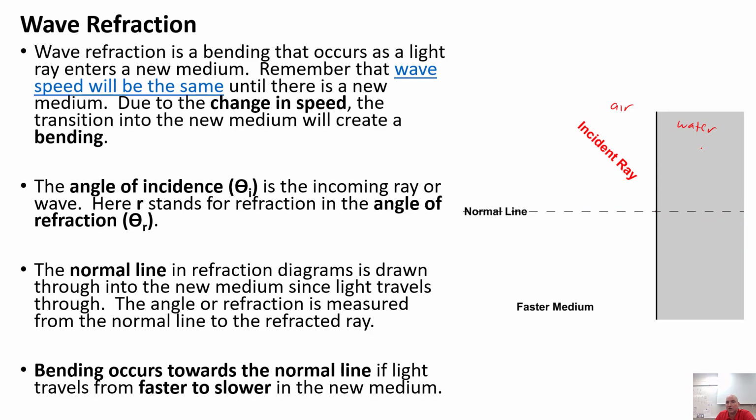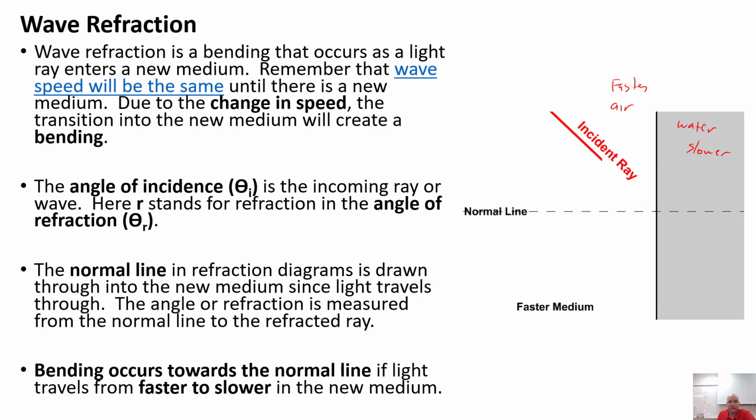And what happens when you get into a new medium from air to water? Well, air is faster and water is slower. So the ray is actually going to slow down. And when the ray slows down, there's going to be a bending that would occur. We'll deal with this mathematically later on, but we call this angle R, for angle of refraction this time, because here we have a refraction as the light, or the wave, goes through into the new medium. And the changing of the speed is what causes the bending.